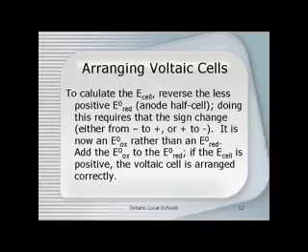When we want to see what the energy of the cell will be, we'll add the standard oxidation potential to the standard reduction potential of the cathode. Remember, the standard oxidation potential is the half cell reaction that we flipped so that it would reflect oxidation occurring at the anode. If the energy of the cell is positive, the voltaic cell is arranged correctly.